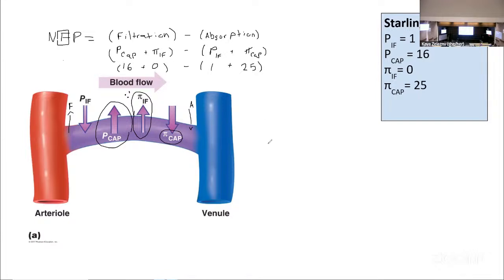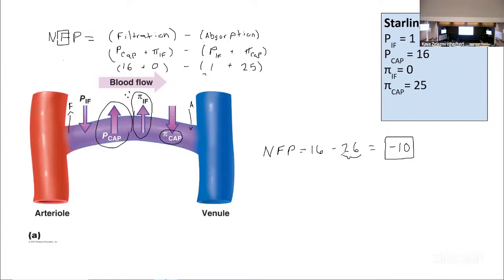So overall, for our total NFP at our venule end, I get 16 minus 26, which is how we get to the -10 value that you saw in your slides as the net filtration pressure at that venule end. Since we have a negative number here for our net filtration pressure, this means that overall we have more of a force for absorption. We can see that in our calculation: our forces for absorption added up to 26, more than our forces for filtration.